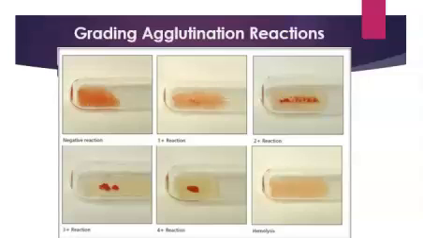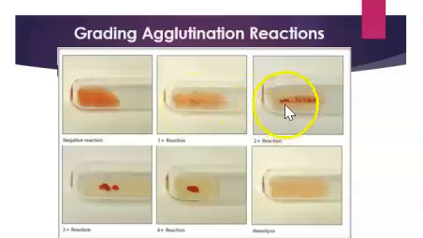So we grade the degree of agglutination on reactions. This very first tube is showing you a negative reaction. There's no agglutination. Again, your sample looks very smooth. This next tube is showing you a 1+. You have very small clumps, but for the most part the sample looks pretty smooth. You just have those small little clumps of agglutination.